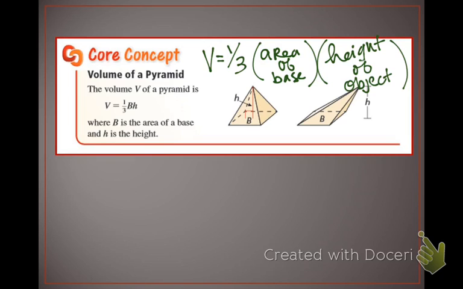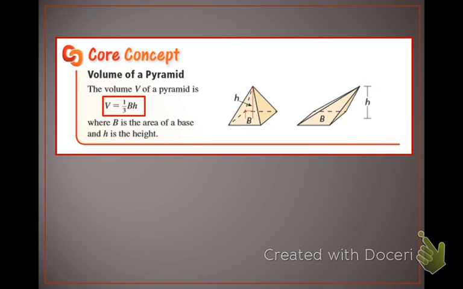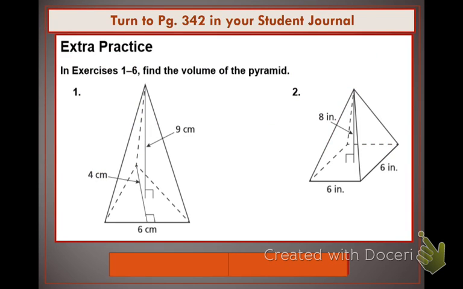Yep. So you still need all of the area formulas: the circle, the rectangle, square, trapezoid, and triangle. So you'll find the area like normal, the height like normal, and you'll multiply it times 1/3. Okay? So we're going to do this together. Go ahead and turn to your student journal, page 342. You're going to use your student journal the rest of class.